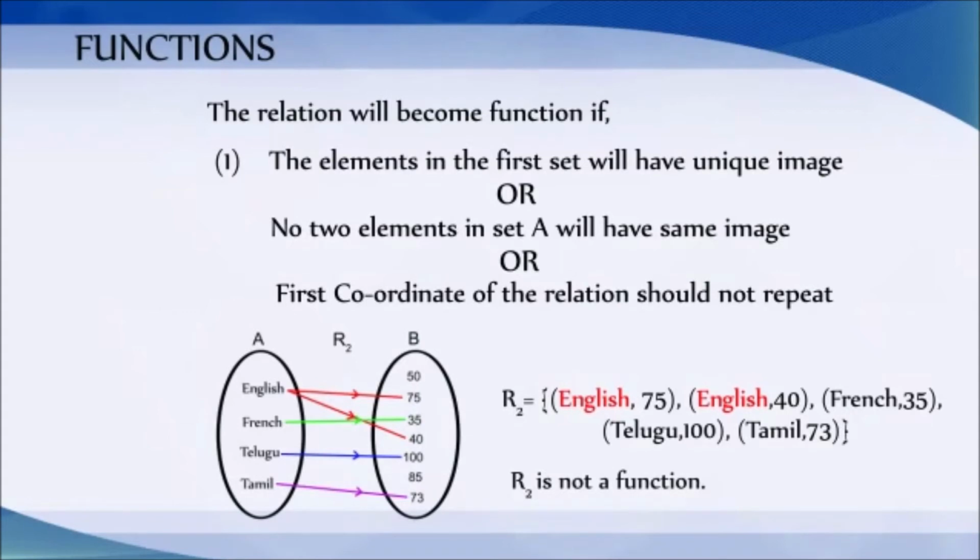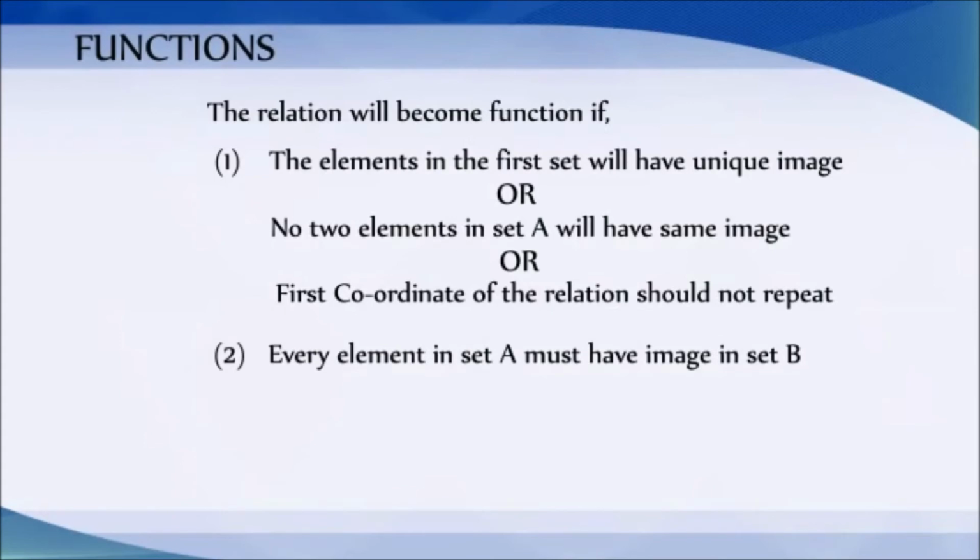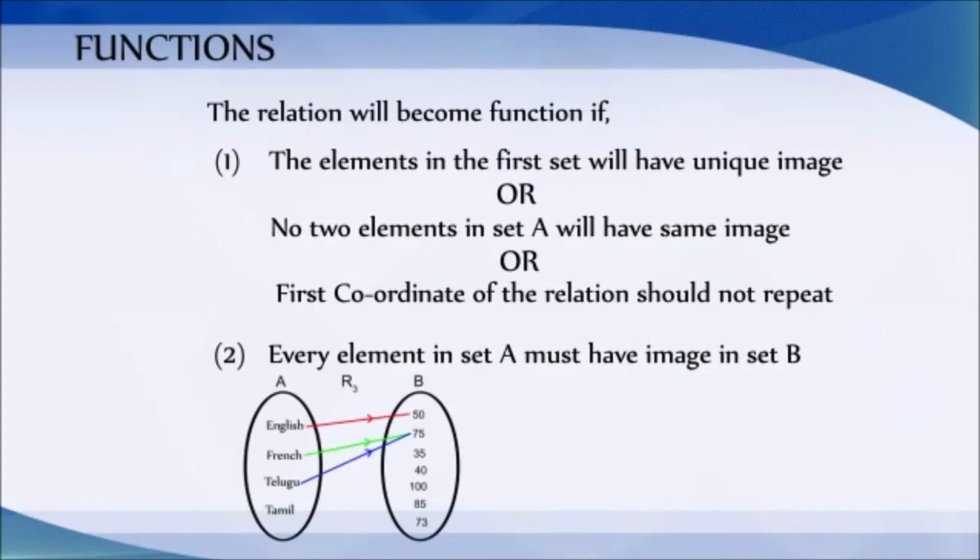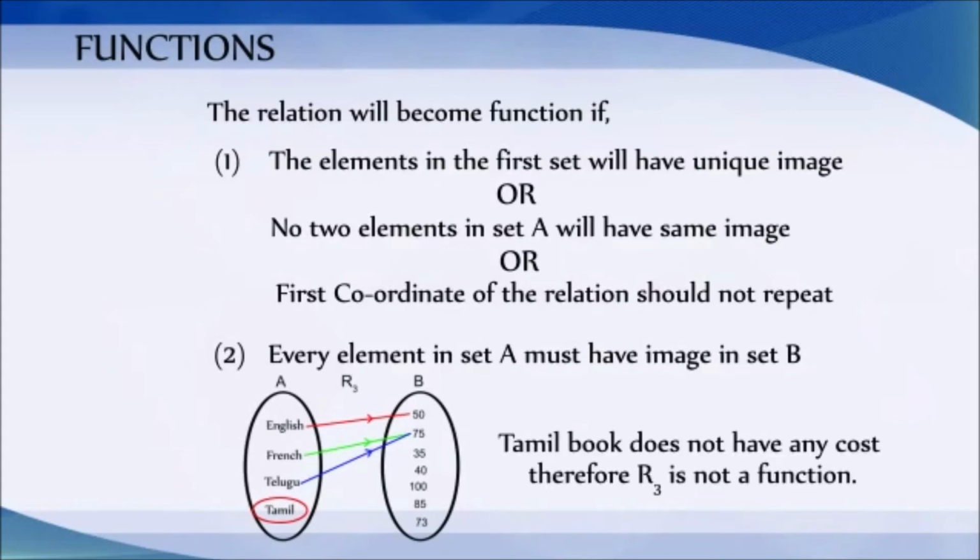Another point for the relation to become a function: every element in set A must have an image in set B. In our example, in the third relation, the Tamil book does not have any cost. Therefore, it is not a function.